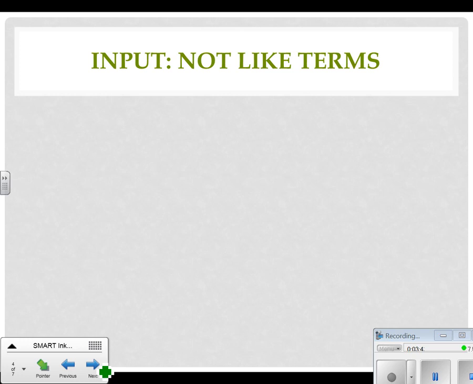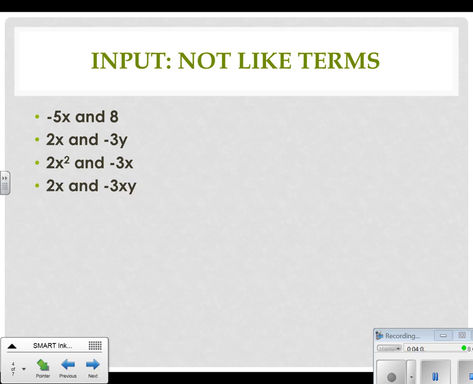Here are some examples of not like terms. -5x and 8 are not like terms. One of them has an x, the other doesn't. 2x and -3y, not like because one's x, one's y. 2x squared and -3x, not like terms because one is raised to the second power, the other one is raised to the first power. 2x and -3xy. Now they both have an x, however only one of them has the y, so you could not combine them. You couldn't combine any of these by adding or subtracting.